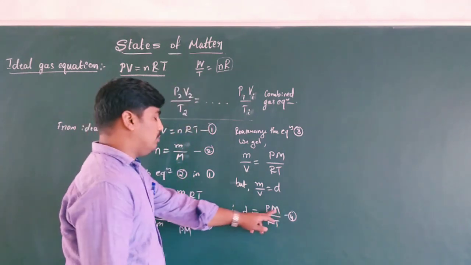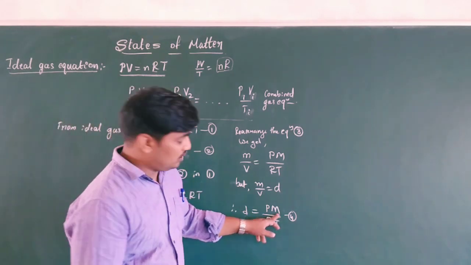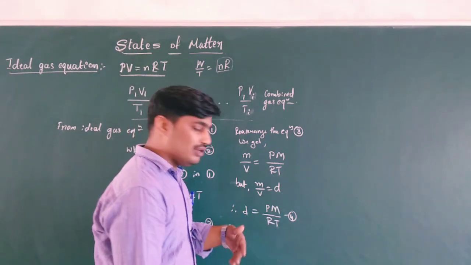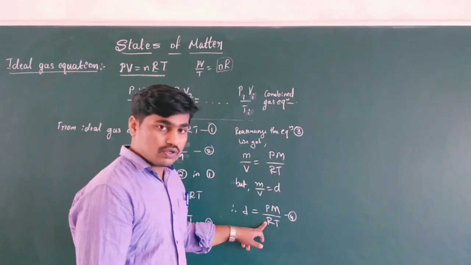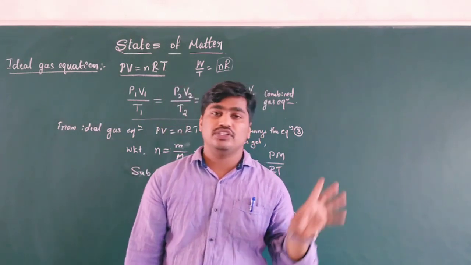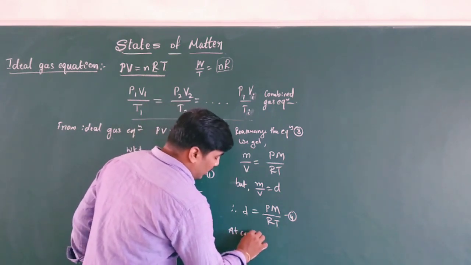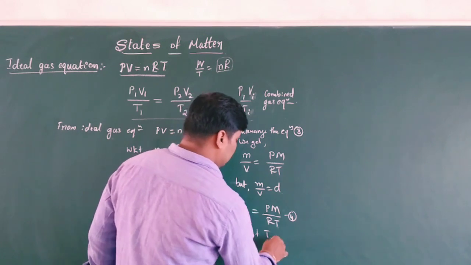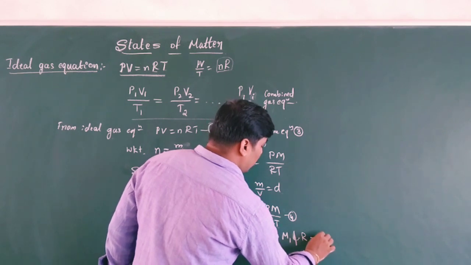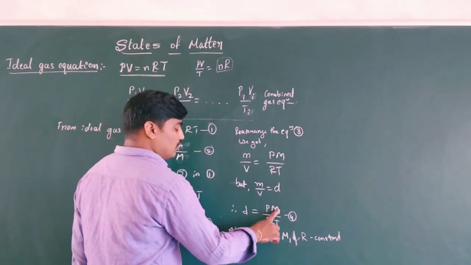M is molar mass. The molar mass of a given substance is constant, and R is the gas constant. The temperature is given for a given condition. Therefore, at constant temperature, M and R both are constant. Correct? At constant temperature, R and M are constant.